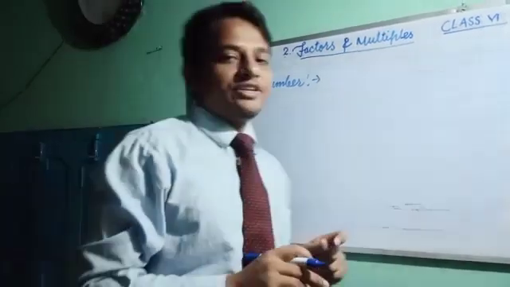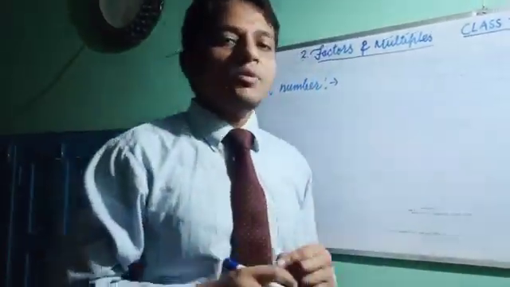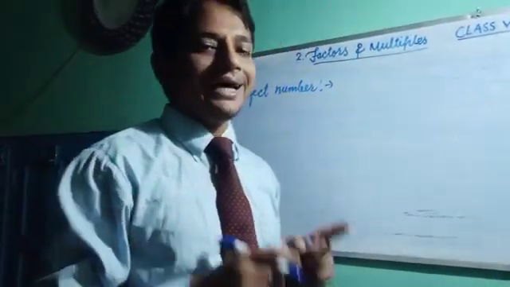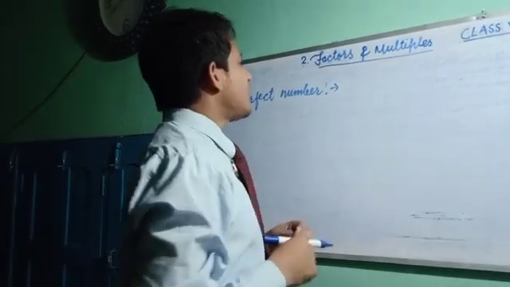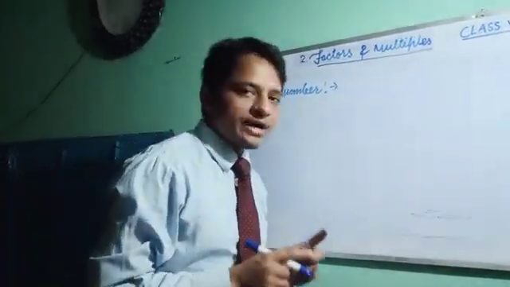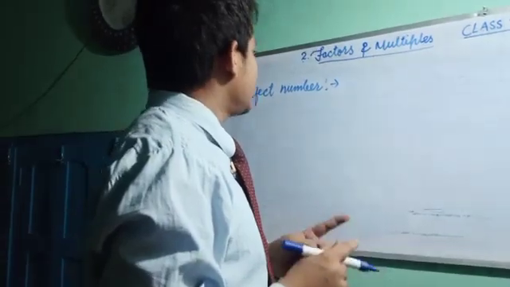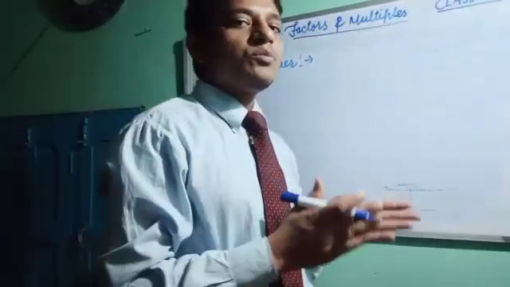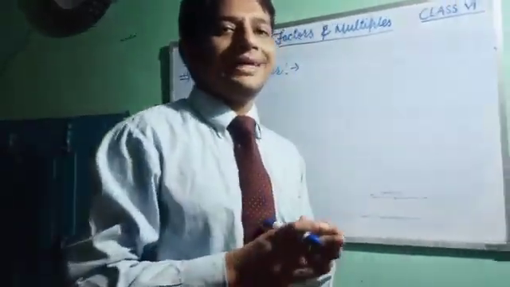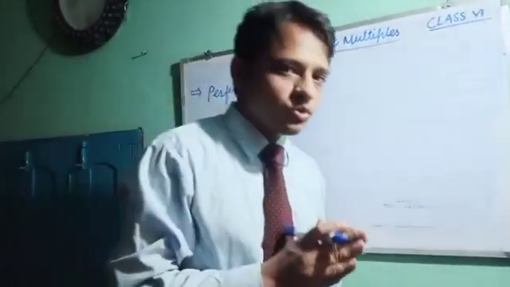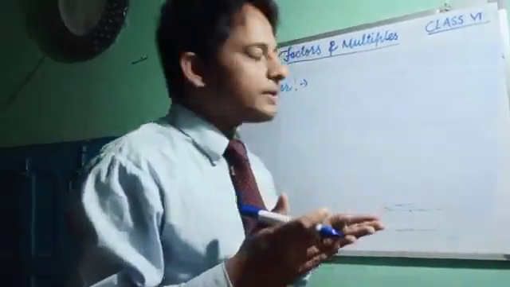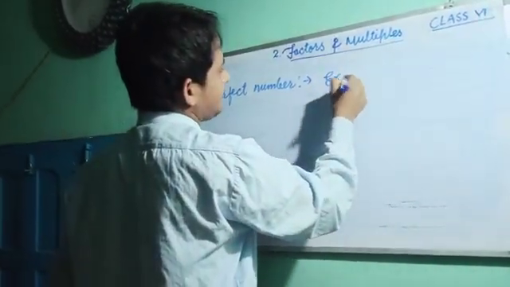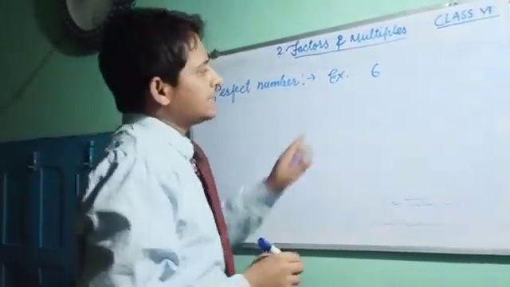Now see the definition of a perfect number: if the sum of all factors of a number is twice the number, then the number is called a perfect number. I repeat, the sum of all factors of a number is twice the number. So this is the first definition. Or we can say the sum of all factors of a number except the number itself is equal to the number, and that number is called a perfect number. Now let us see the first example, 6. 6 is a perfect number.